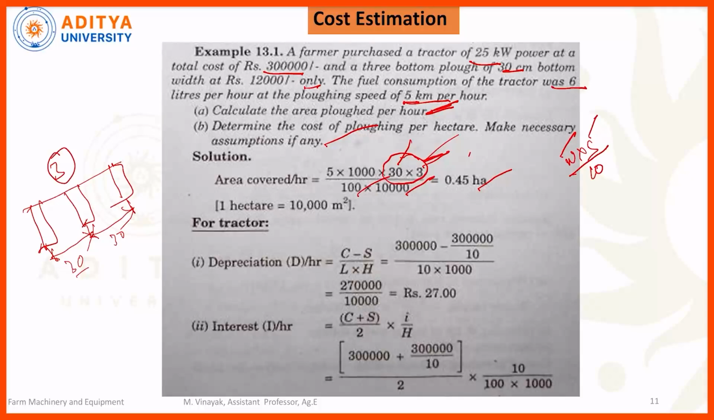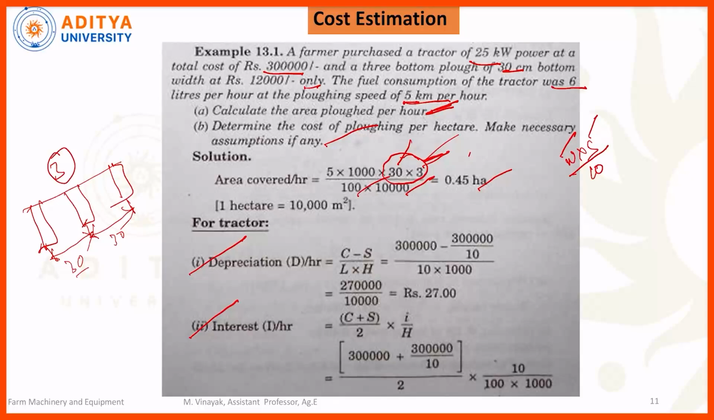well as the implement. For the tractor, we need to calculate the fixed cost. For the fixed cost we need to define the depreciation, interest, as well as tax and insurance. Regarding the depreciation, the formula is (C minus S) divided by L into H.